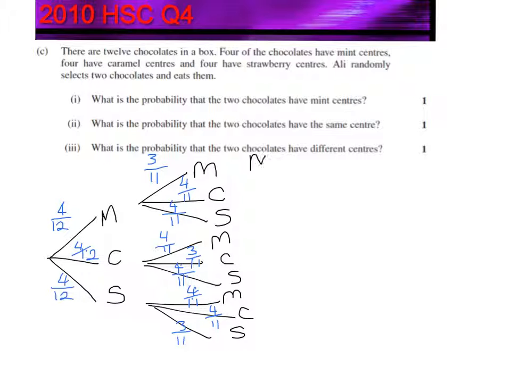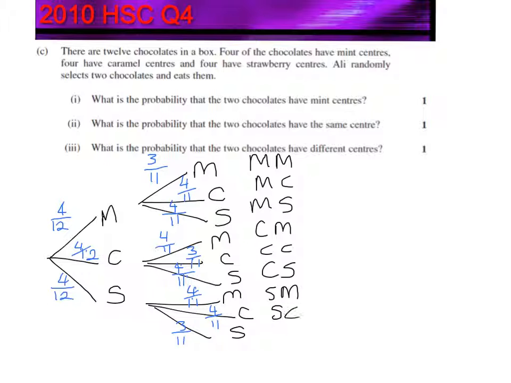Alright, let's do our sample space. Mint, mint; mint, caramel; mint, strawberry. Caramel, mint; caramel, caramel; caramel, strawberry. Strawberry, mint; strawberry, caramel; strawberry, strawberry. Alright, now let's answer the questions. Let me make this a bit smaller. Okay, made it smaller and shuffled it to the side. Let's answer the questions now.